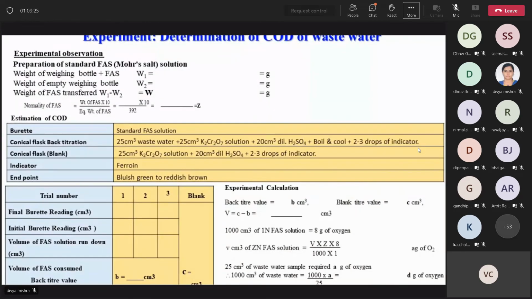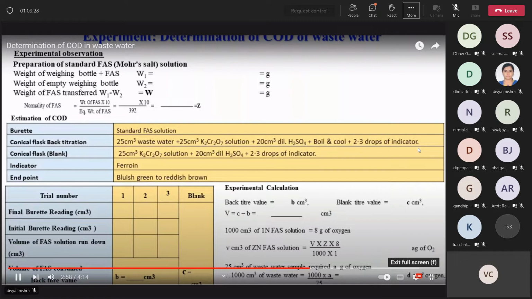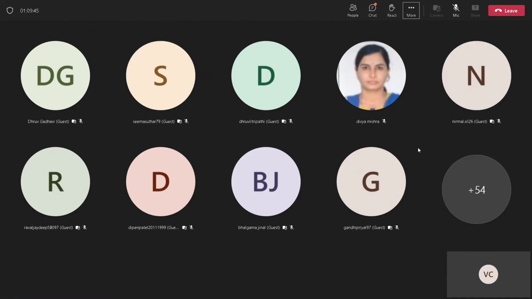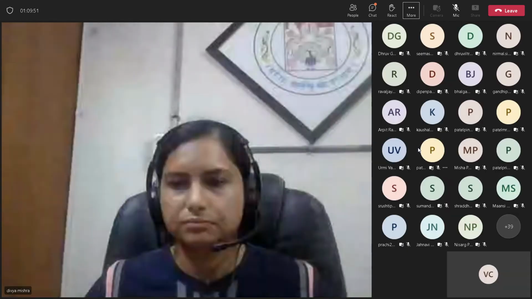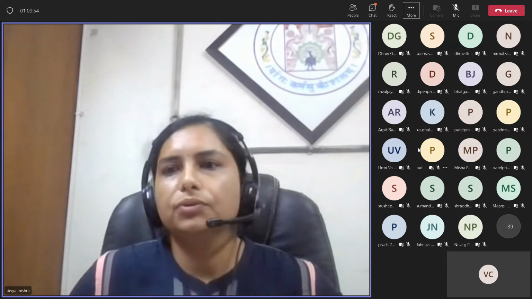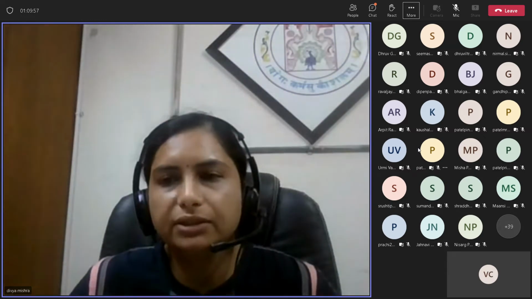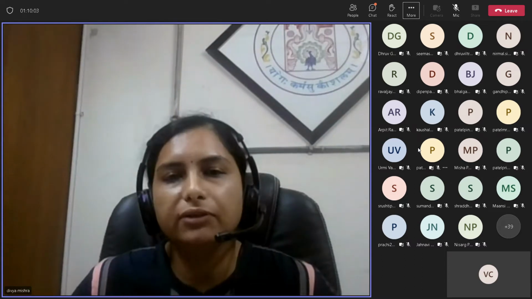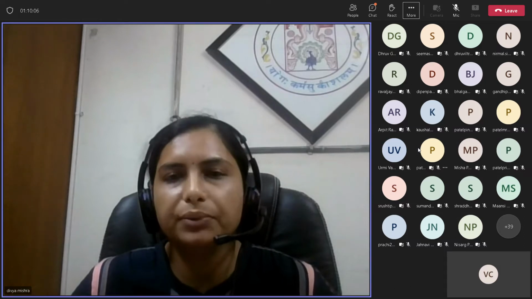Let us move on to the calculation part, where part A is the preparation of standard FAS solution. With the help of the given weight of FAS, calculate the normality. So with this, we have completed the determination of DO value and COD value for a given ETF water sample or sewage sample.